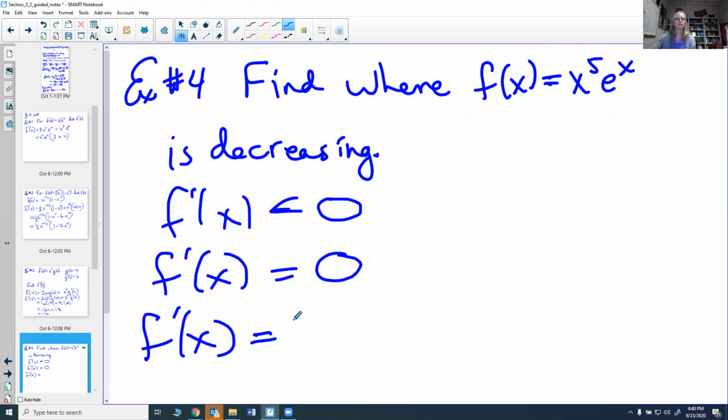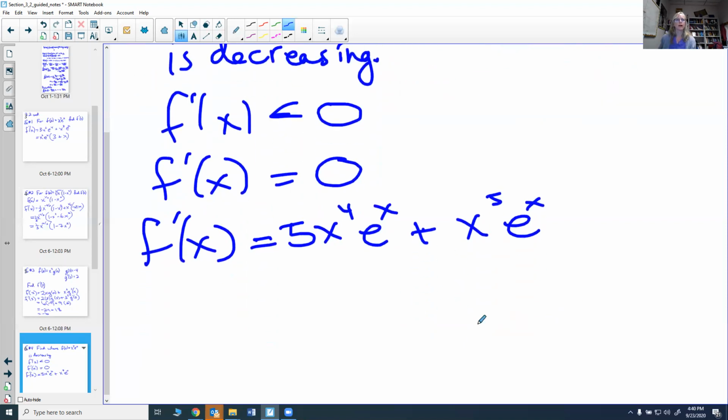So again, it's the derivative of the first, which is 5x to the 4th, times the second, which is e to the x, plus the first, which is x to the 5th. The derivative of e to the x is e to the x. It's my favorite function in the world because it's the only function in the world whose derivative is itself. So now I have that.